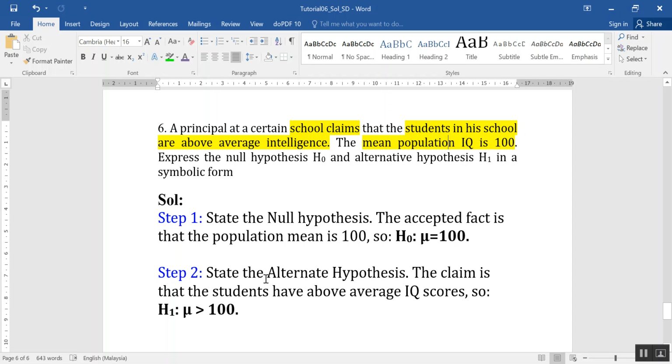Okay, then you write your alternative hypothesis, which is the claim of the headmaster, which is something that you're going to test as well, which is the claim that the students have above average IQ. So here the alternative hypothesis you can write as H1 or you can write as HA, right? Mu is more than 100. Okay, so simple as that. This is in symbolic form.